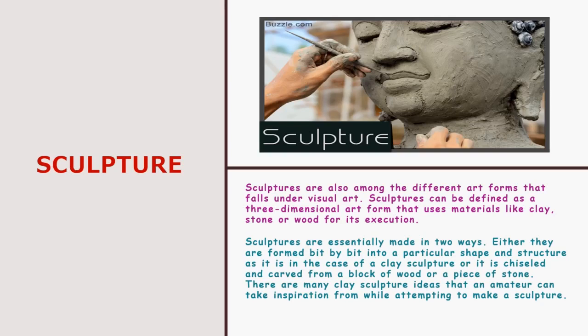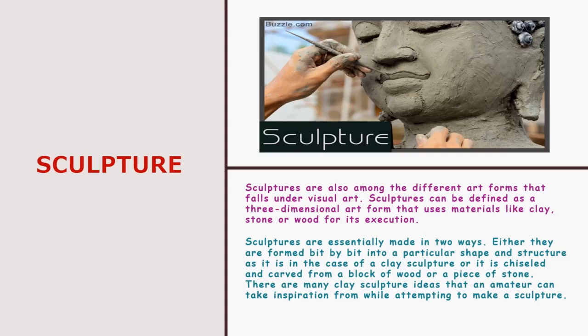They can be defined as a three-dimensional art, because when you draw or paint, it is not three-dimensional. It's just done on paper. But sculpture is something that you can touch and feel, isn't it? You can feel a statue, isn't it? So with drawing or painting, you cannot feel anything. But when you touch a statue or a sculpture, you can feel that, isn't it? So that's why it is a three-dimensional art form. And materials used for this are clay, stone, or wood for its execution. So you use stone, you use clay, but better you use clay always, you tell me, right?